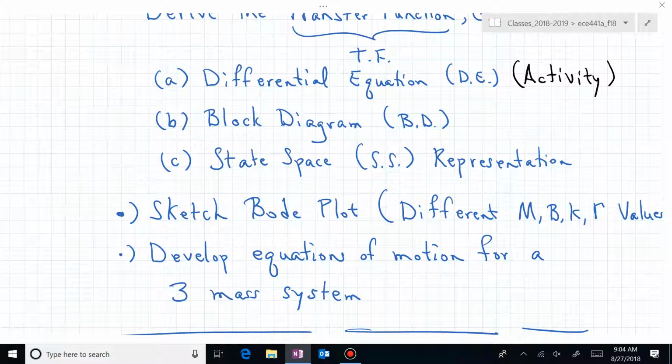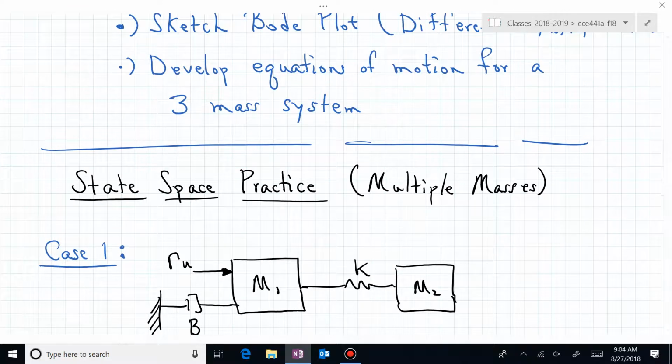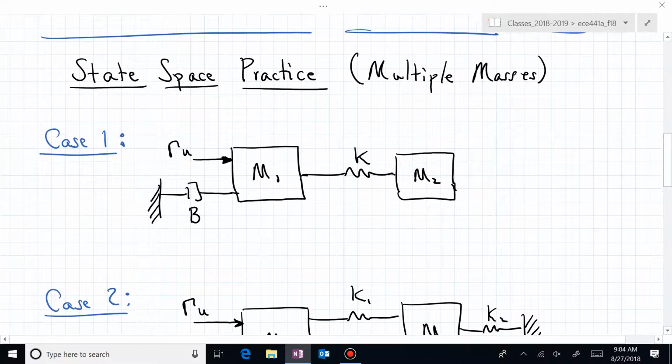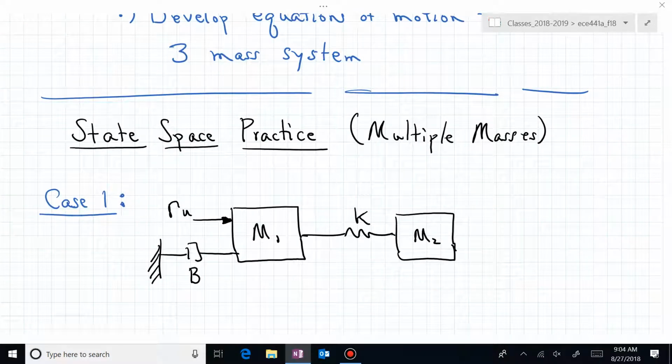Then we will move into developing the equations of motion for something more than a single mass, a 3-mass system. And what does that look like? To get you started thinking about that, here is the next step, let's say, in that transition of creating a state space representation. If you spent 5 to 10 minutes doing it this weekend, now you can spend 15 or 20 minutes later today doing it for these cases.